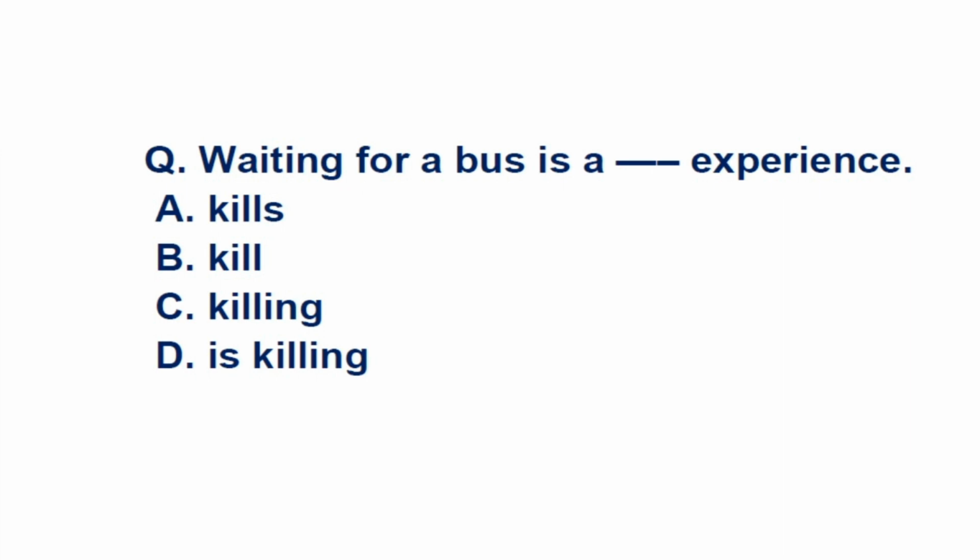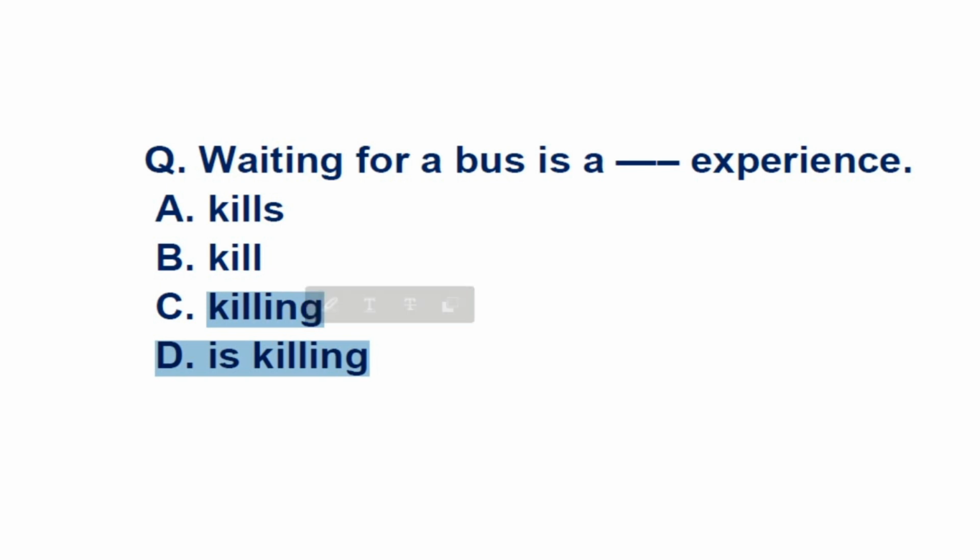Let's get started. The first question: Waiting for a bus is a dash experience. Waiting for a bus is what experience? We have four options: kills, kill, killing and is killing. When we look into the question, we can see the word waiting here. Waiting means that the process is still continuing. So only two options can become the answer, that is killing and is killing.